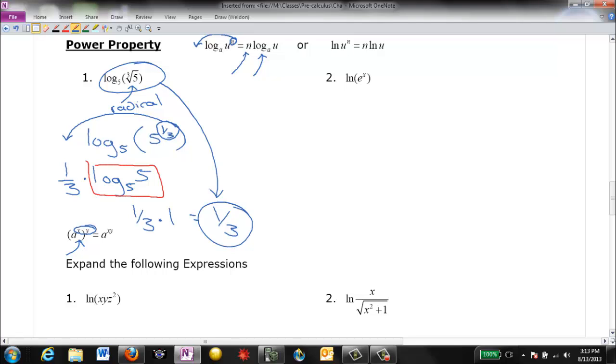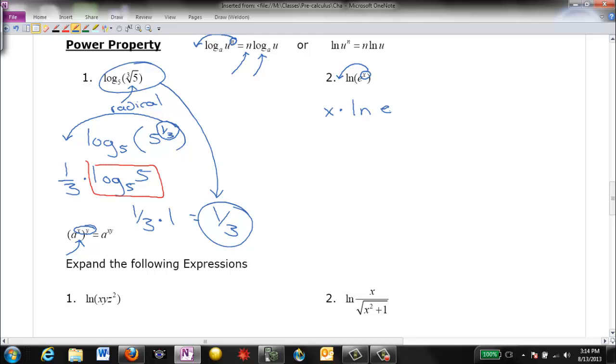We have the natural log of e to the x. Okay, so don't forget that the natural log, or when we say natural log, it's the same thing as saying log base e of whatever, because it's a unique notation. Okay, now the power property tells me that I can take this x and I can bring it out front. So I can actually rewrite this as x times the natural log of e. You might think you're done, but not quite.